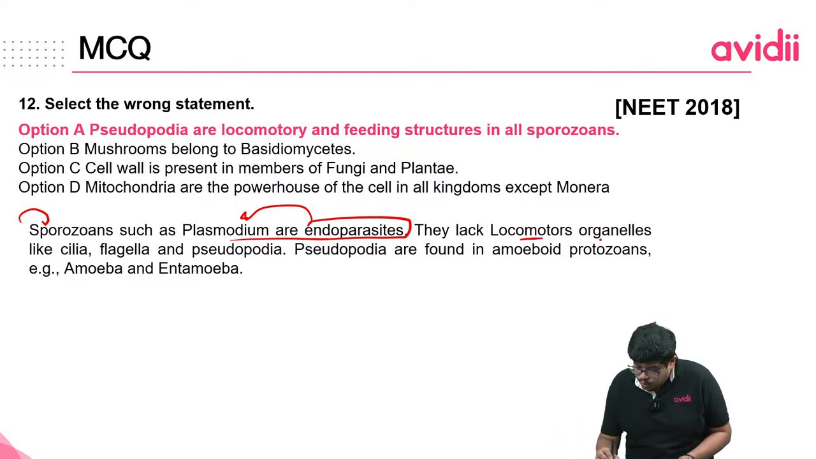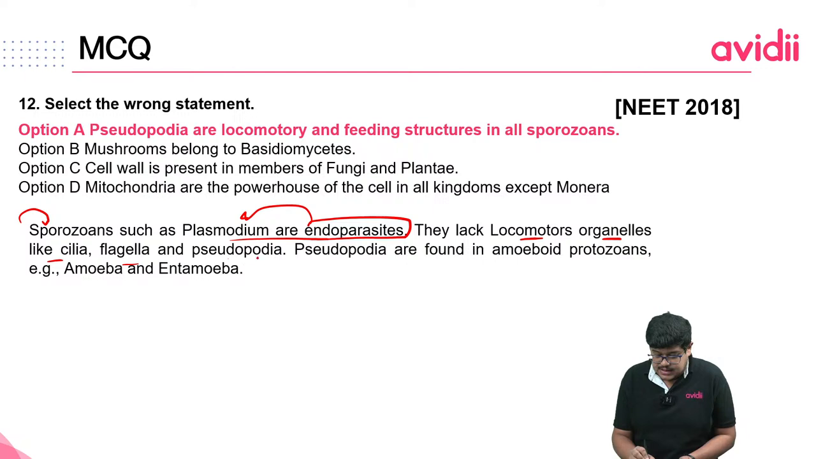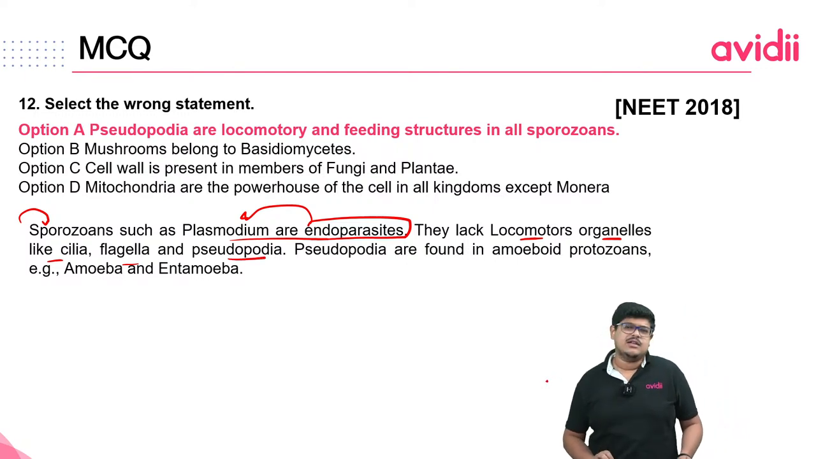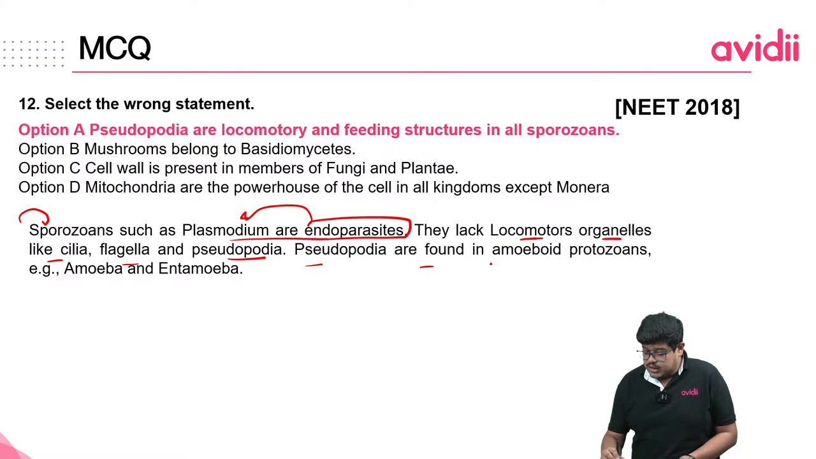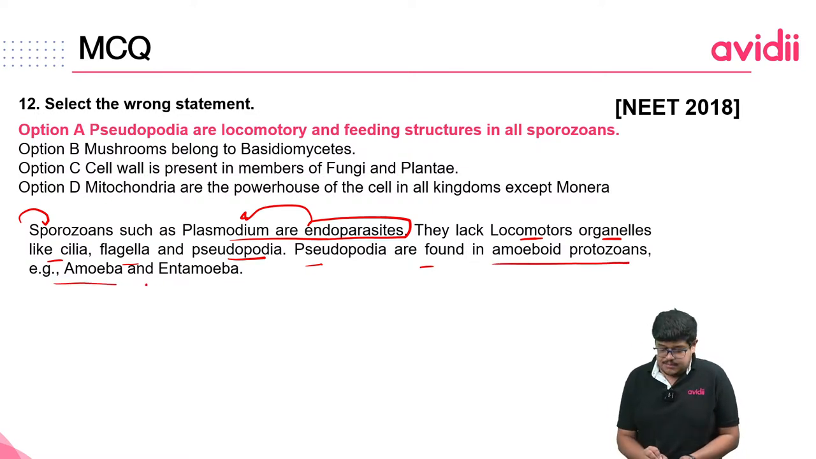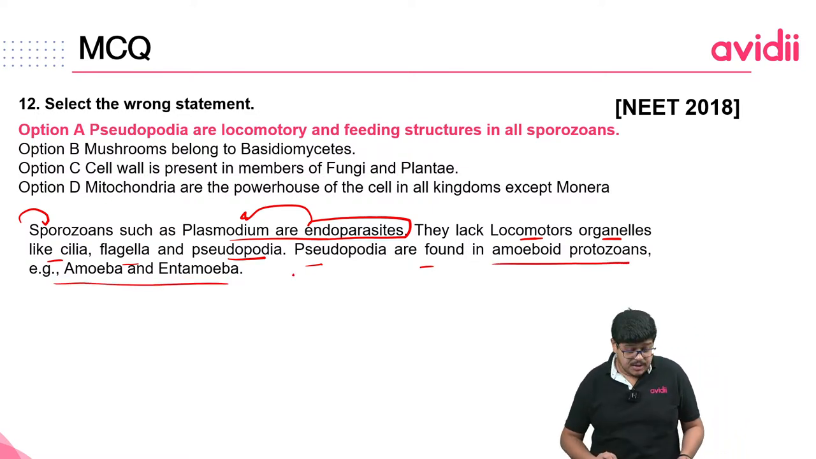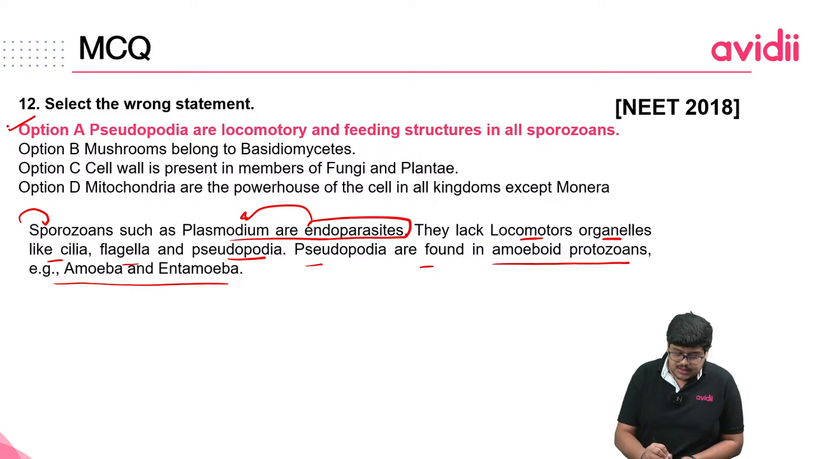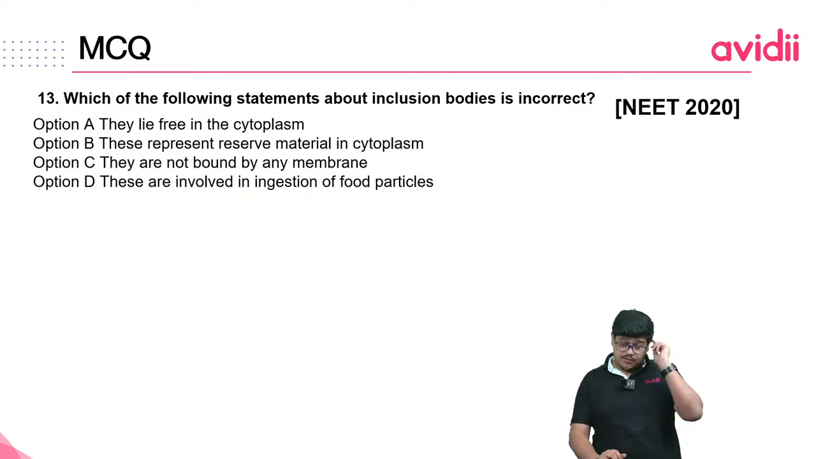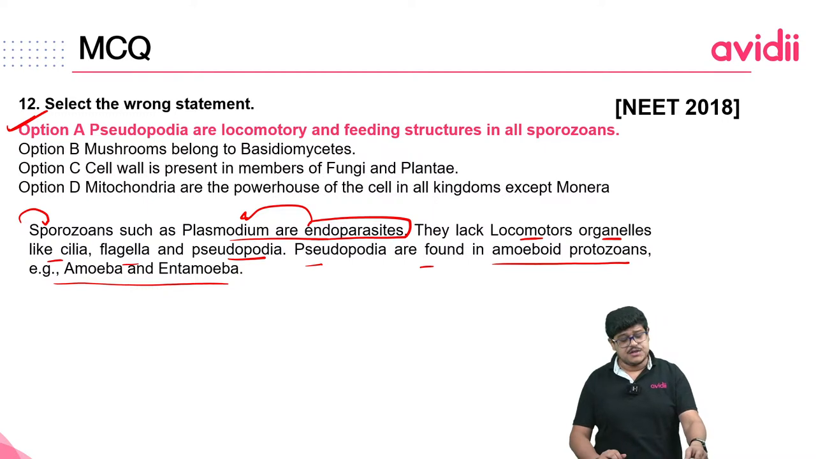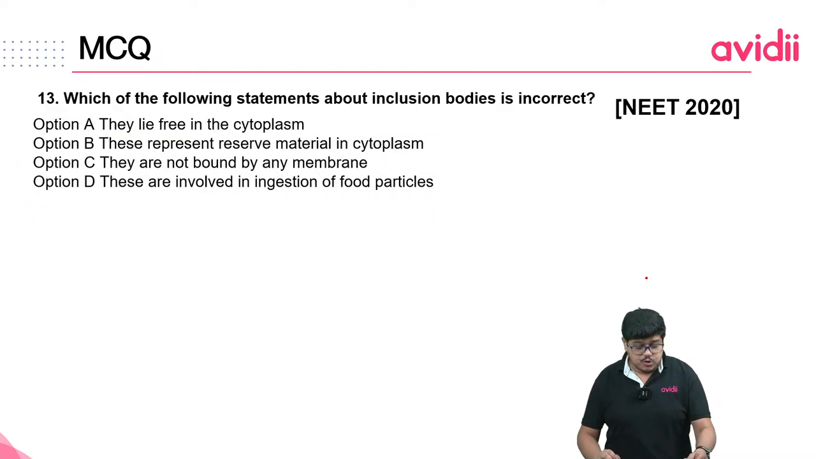They lack any locomotory organelles like cilia, flagella, pseudopodia. They have the vector, and the vector is the female mosquito. Pseudopodia are found in amoeboid protozoans, for example Amoeba and Entamoeba. So the wrong statement here would be this, because sporozoans do not require pseudopodia or locomotory organs for their feeding.